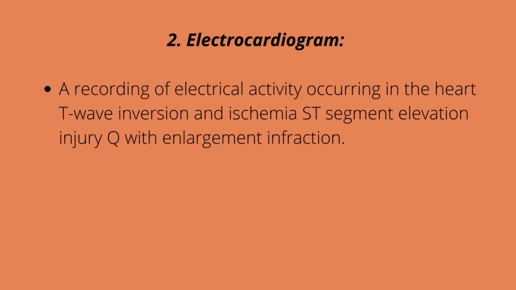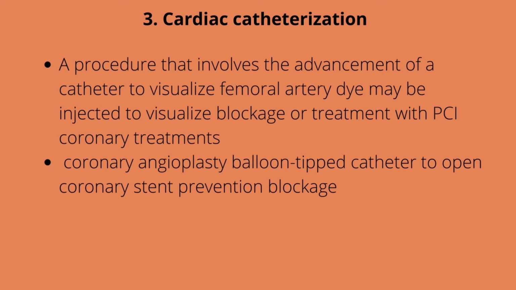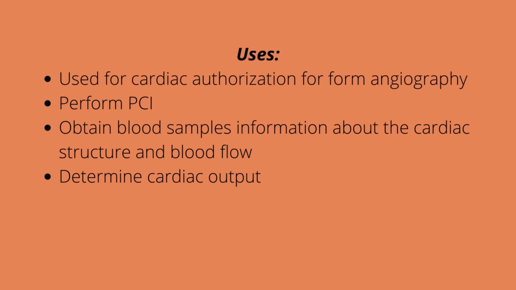Cardiac catheterization is also another cardiac diagnostic procedure, and this is a procedure that involves advancement of a catheter to visualize the femoral artery. A dye might be injected for visualization and treatment with the percutaneous coronary intervention, which is a PCI. With coronary treatment, you could either have a coronary angioplasty or a coronary stent. Angioplasty is where a balloon-tipped catheter is placed to open up the vessel, and the stent is used to prevent blockage. So some uses for this cardiac catheterization will be, of course, to perform the angiography or perform a PCI. We also could obtain blood samples that inform us about the cardiac structure as well as determine our cardiac output.